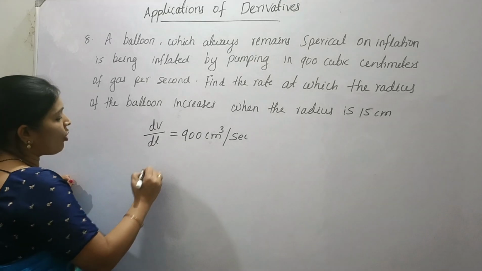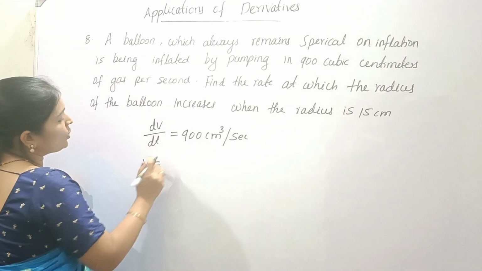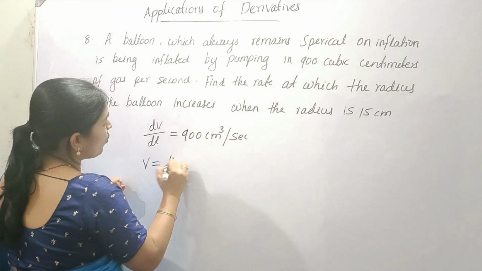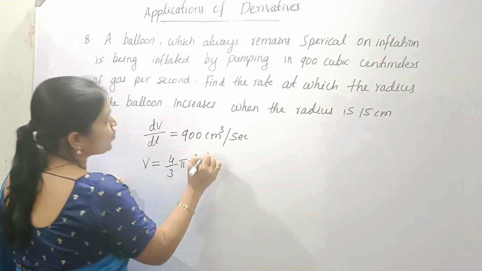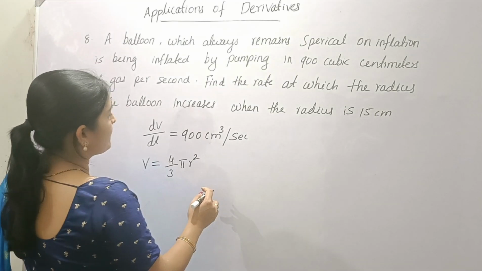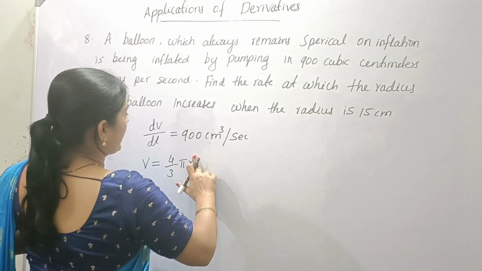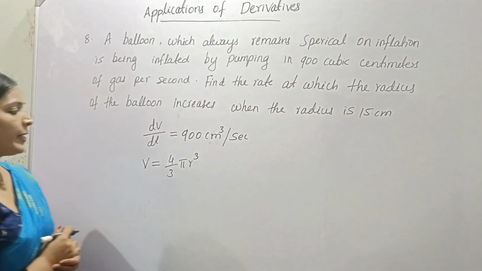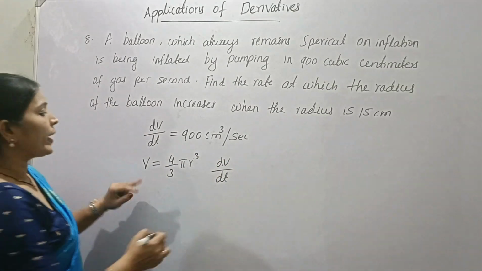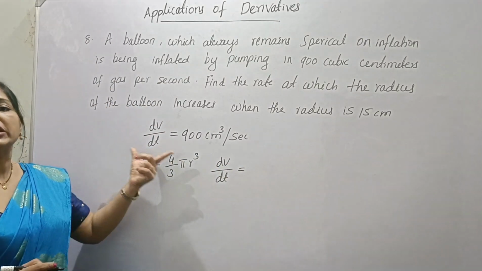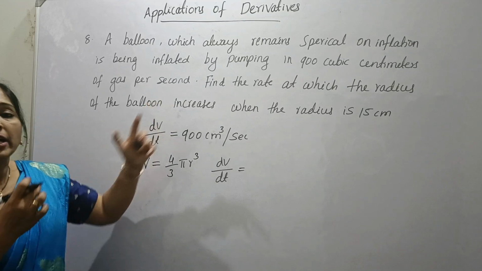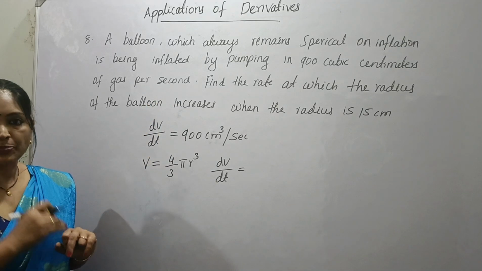So, let's write the formula. V is the volume of the sphere, V is equal to 4 by 3 pi r cube. So, dV by dt is given. Let's differentiate it with respect to t, so that we can find dr by dt, the rate of change of radius with respect to time.